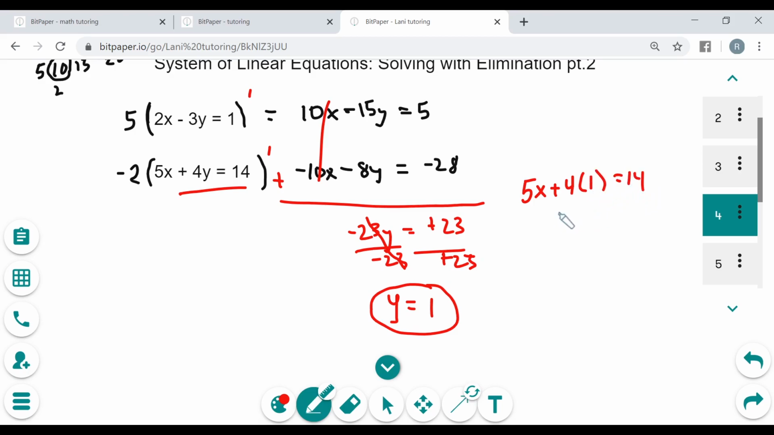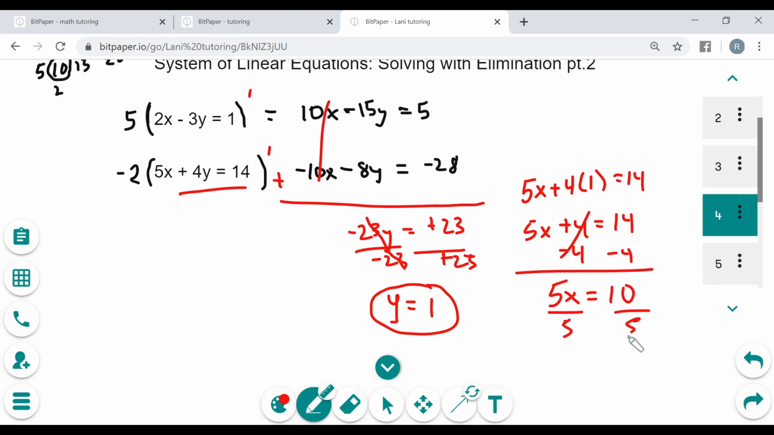So I'm going to solve for x. So we got 5x plus 4 equals 14. I'm going to subtract 4 on both sides. Right. Then I get 14 minus 4, which is going to give me 10. And I'm going to divide both sides by 5. And I get x is equal to 2.